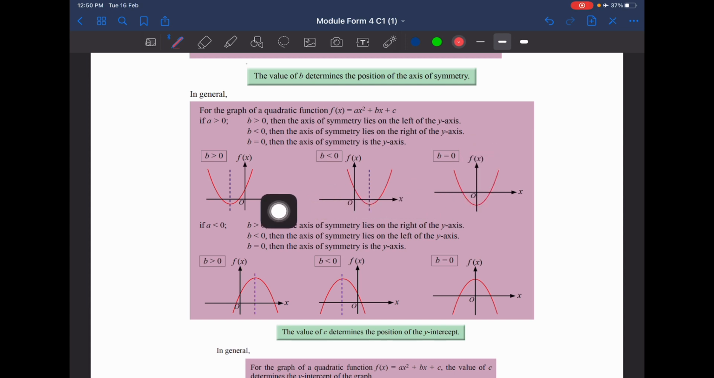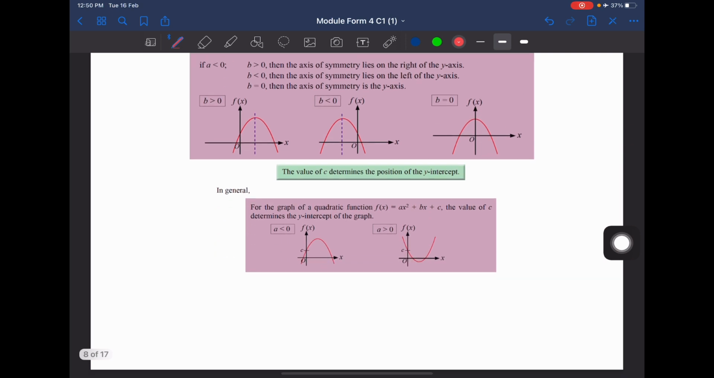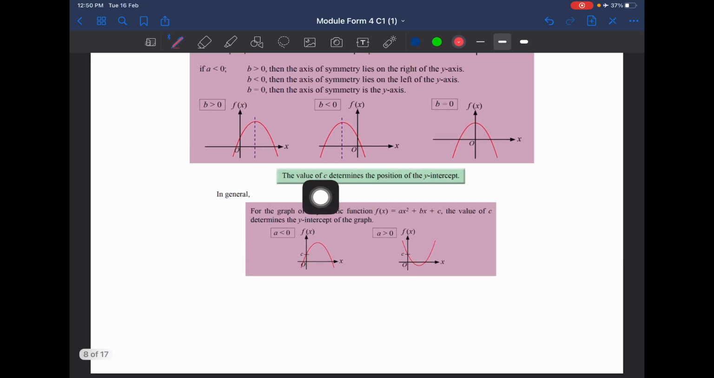Okay, so kalau A less than 0 pula, kalau graf sedih masam, B more than 0 dia akan berada di sebelah kanan. Kalau B less than 0, dia akan berada di sebelah kiri. Dan kalau B is equals to 0, dia berada di atas paksi Y. Next, the value of C pula determine the position of the y-intercept. Ni y-intercept dia, maksudnya graf-graf ini akan memotong pada paksi y.